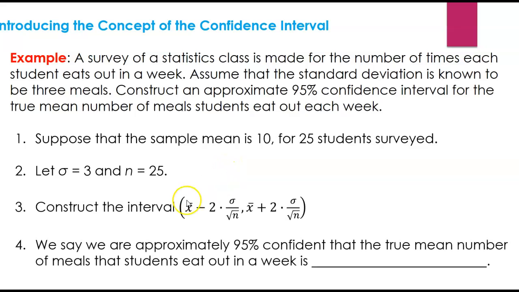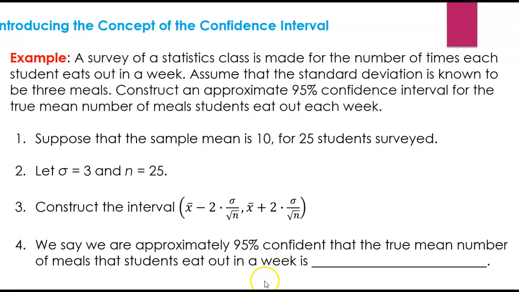We construct the interval this way: x bar minus 2 times sigma over the square root of n. The sigma over the square root of n should be familiar from the work that we did in Chapter 7 with the central limit theorem, because since we're looking at sample means, they will, in general, when we take a lot of them, emulate a normal distribution, whether or not the original data was normally distributed or not.